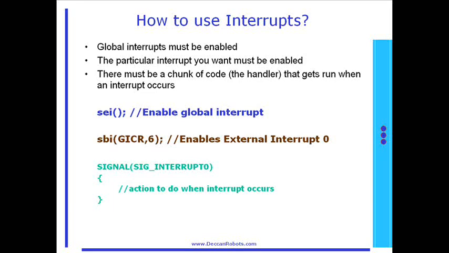Next step is to enable a particular interrupt. In our case, external interrupt 0 will be used. To specify this, another single line of code will be sufficient. This step is indicated in brown color on your screen.